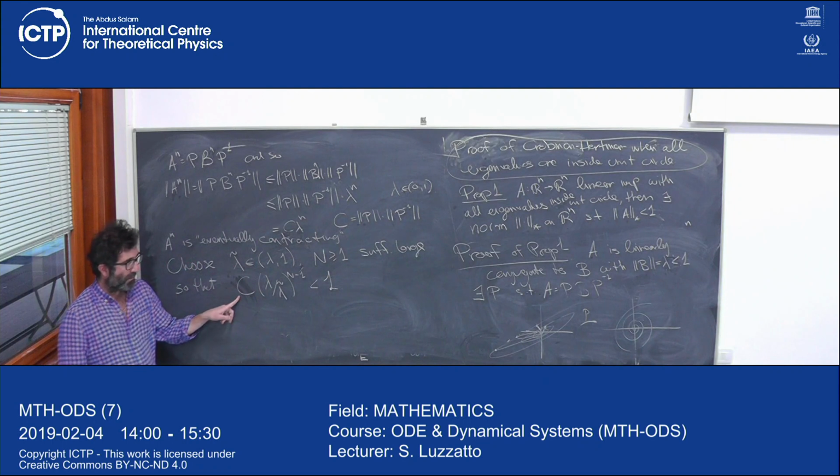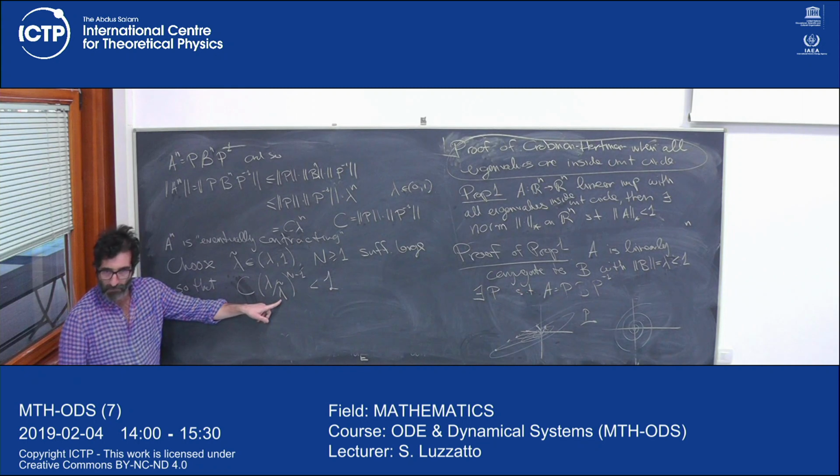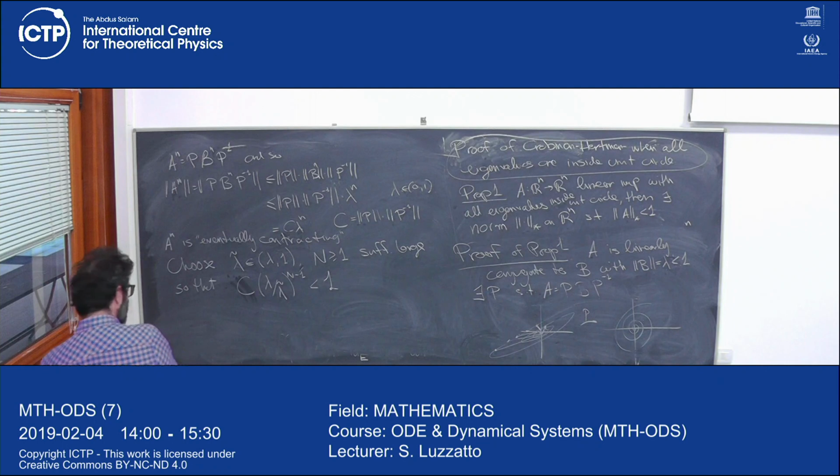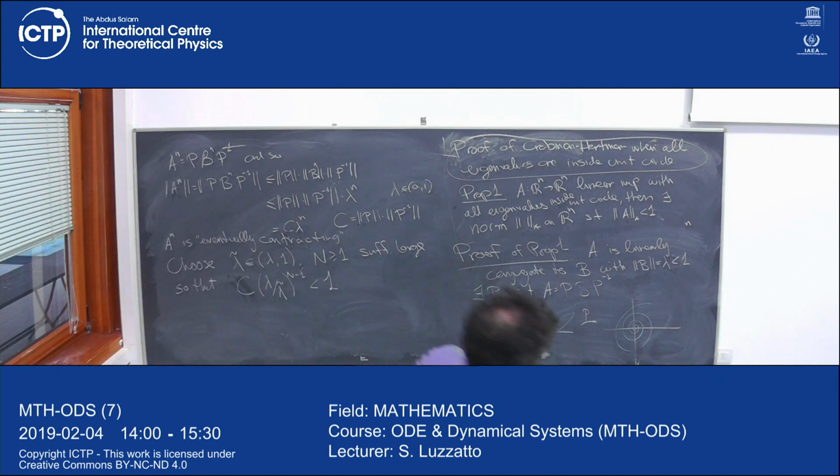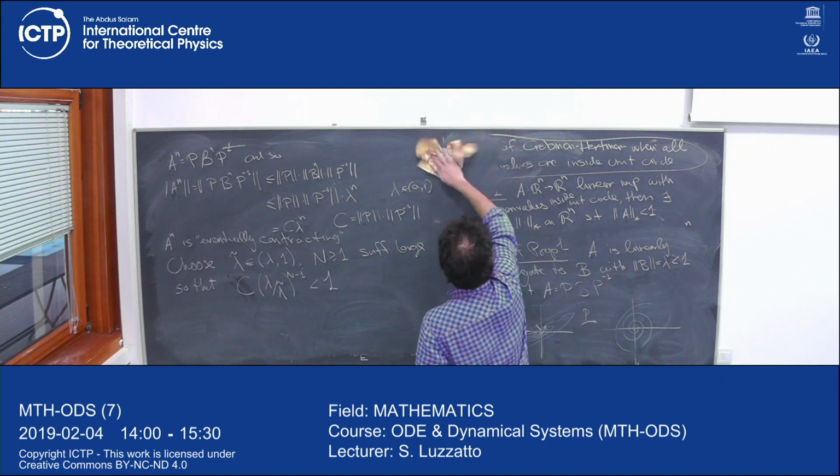Is this possible, that there exists some n like this? Yes, sure, because lambda over lambda tilde is less than 1. Exactly, therefore we can. So we will see why we have this in a second. So now we need to define the new norm.